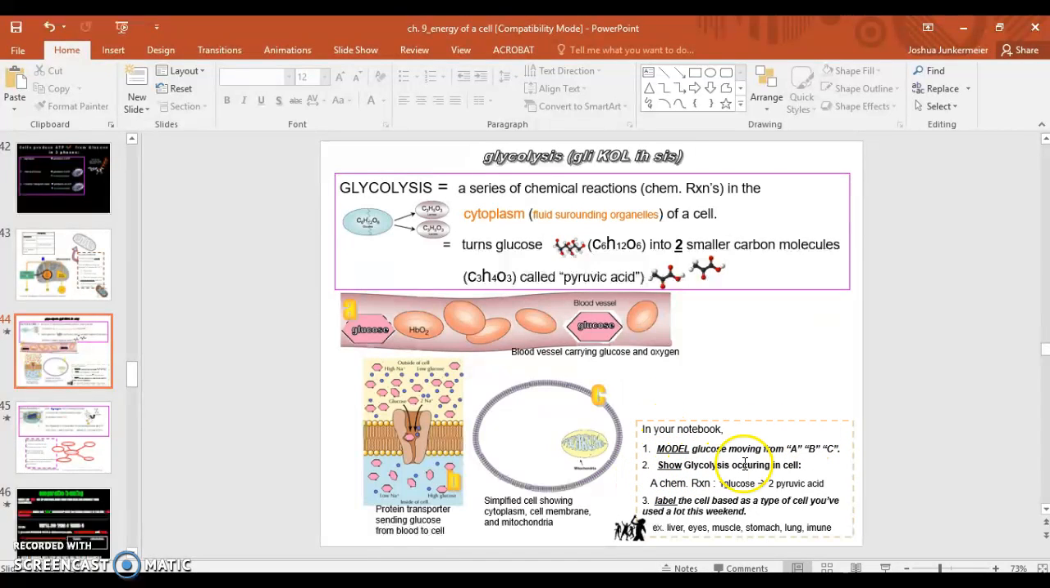And then it says show glycolysis occurring in a cell. So the drawing you make of this cell, inside you should show a glucose becoming 2-pyruvic acid. And you can symbolize a glucose molecule in any shape or form you want, and same for pyruvic acid, any shape or structure you want. All right, and here it says label the cell based on a cell type you've used a lot this weekend. And here's some examples. It could be a liver cell, eye cells, muscle cell, stomach cell, lung cell, immune cell.